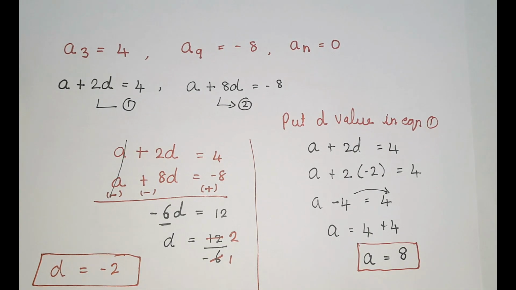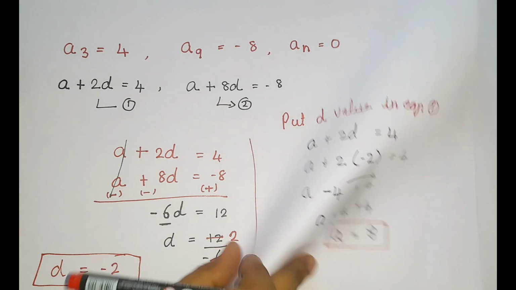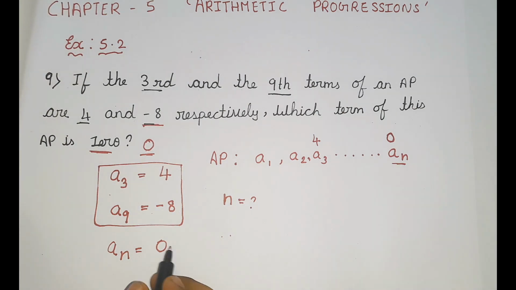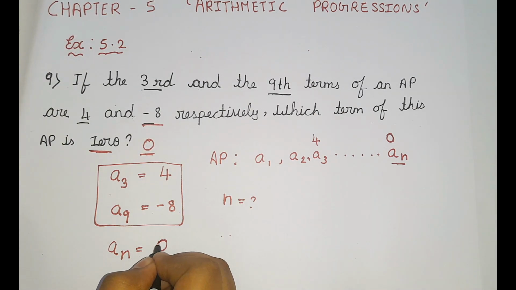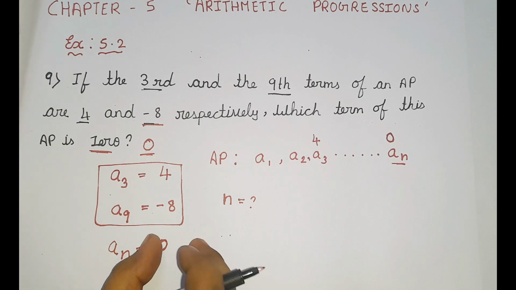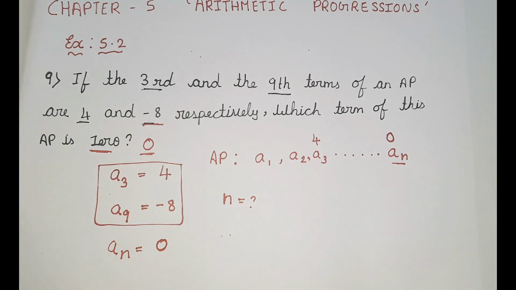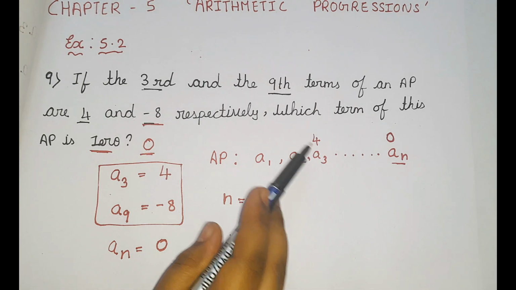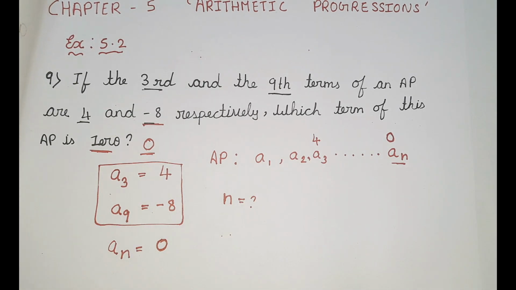Now the question is, why am I finding these things? Because I want the term for 0, isn't it? In which term is this 0 going to lie? That is what I want. Here you know the third term is 4 and the ninth term is minus 8. But do you know in which term we will get 0? No, right? It is a question mark. We might get 0 in the 54th term, the 59th term, who knows?